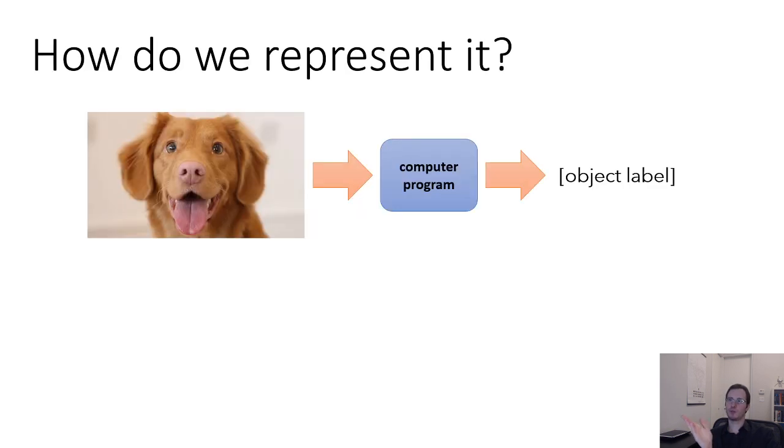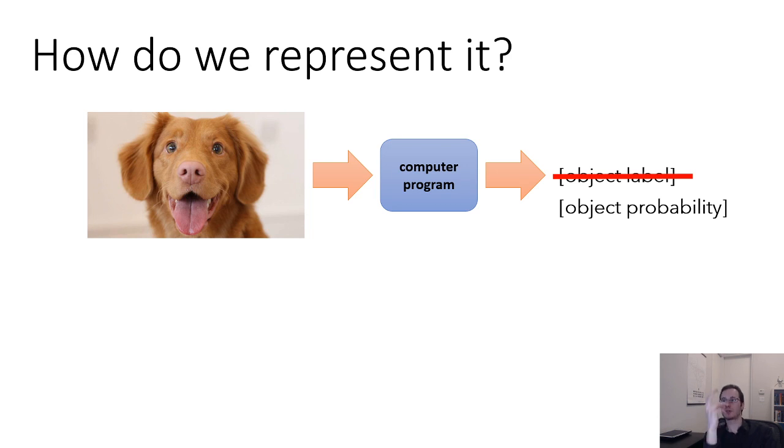Okay, so the first question we're going to ask is, how do we represent p of y given x? Remember, in machine learning, we just have a computer program that maps inputs to outputs. Except instead of outputting object labels, now we're outputting object probabilities. So instead of outputting one categorical label, we're going to output a bunch of numbers corresponding to the probabilities of every possible label.